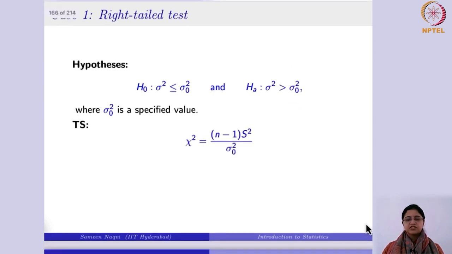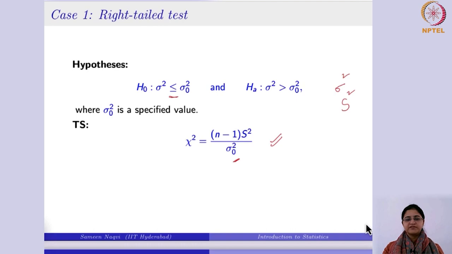And the test statistic, obviously, because it is sigma square, so you know that sample variance would come into picture. And whenever we deal with sample variance, chi-square distribution comes, and this is the test statistic that we deal with. Note that here also, we calculate the test statistic under the null hypothesis. That is why you substitute the value of sigma naught square. And that's the reason you keep this equality under the null hypothesis only.